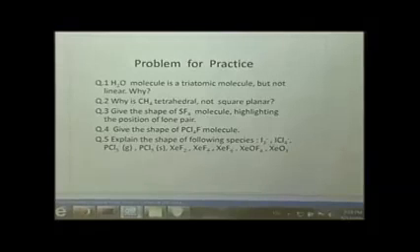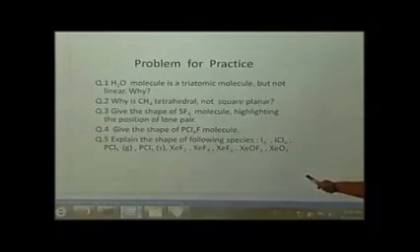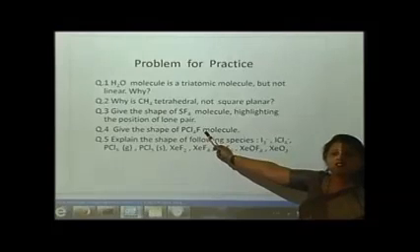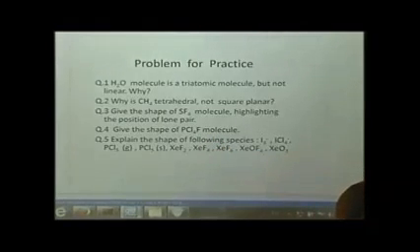Okay. Next is an interesting one, the PCl4F molecule. What should be the geometry? 5 plus 4 plus 1, that means 10 electrons, that means 5 pairs. All 5 pairs are bonded pairs because it is the PCl4F molecule. All 5 are bonded. That means the geometry is trigonal bipyramidal. The shape is also trigonal bipyramidal.